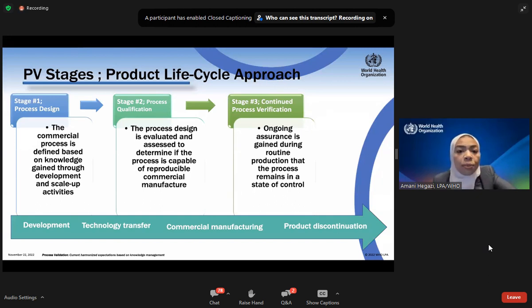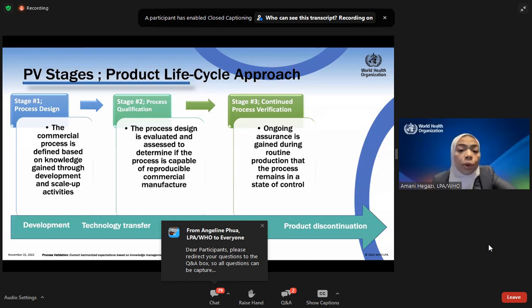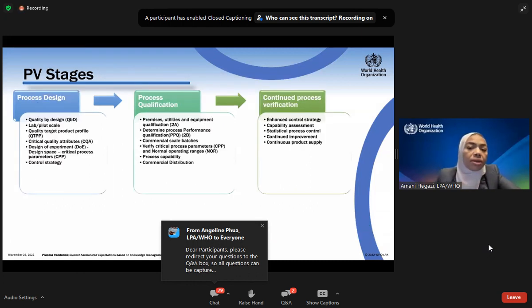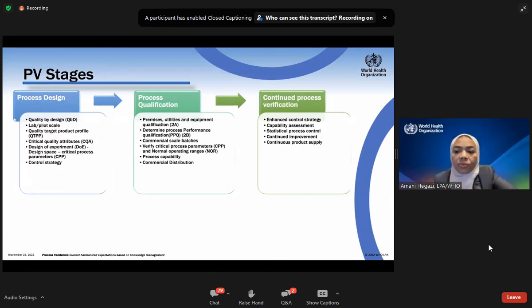So it's an ongoing process, starts from the development, it's implemented during tech transfer activities, during commercial production, even during product discontinuation. It never ends. It is continuous as long as the product is run.